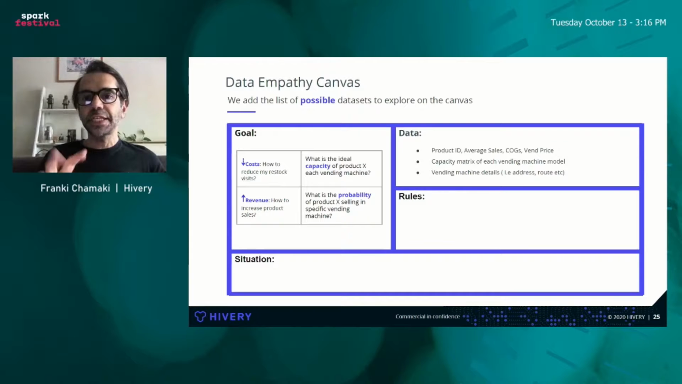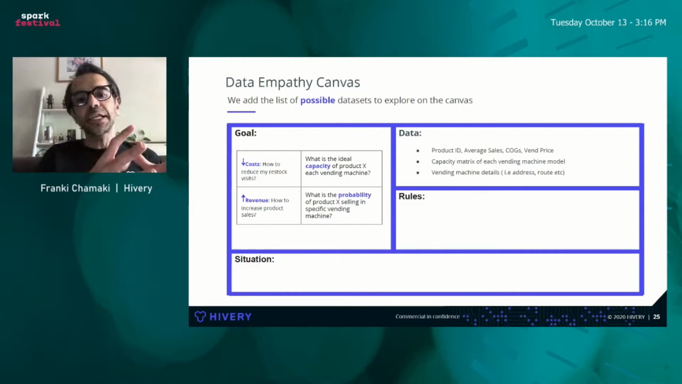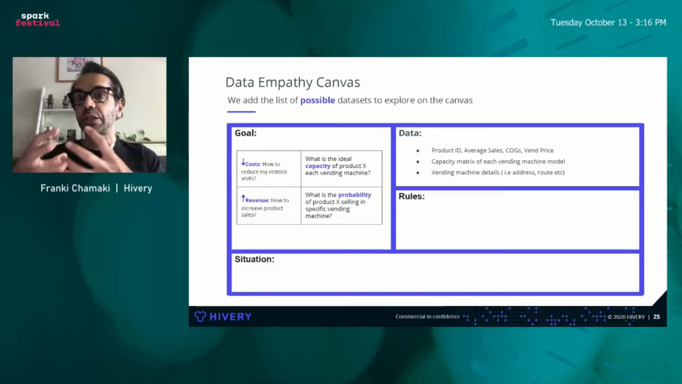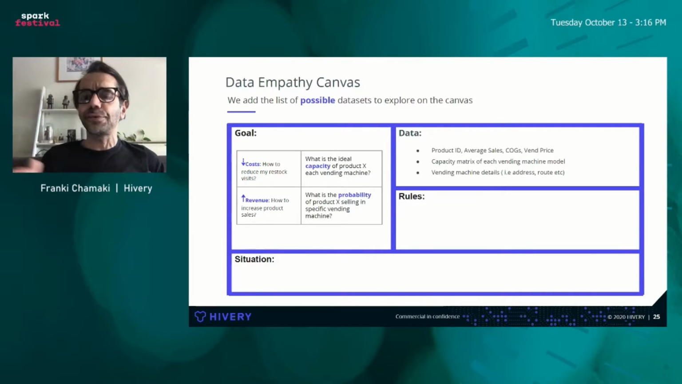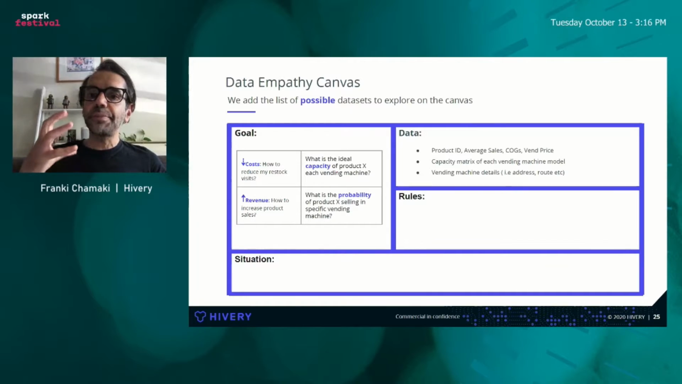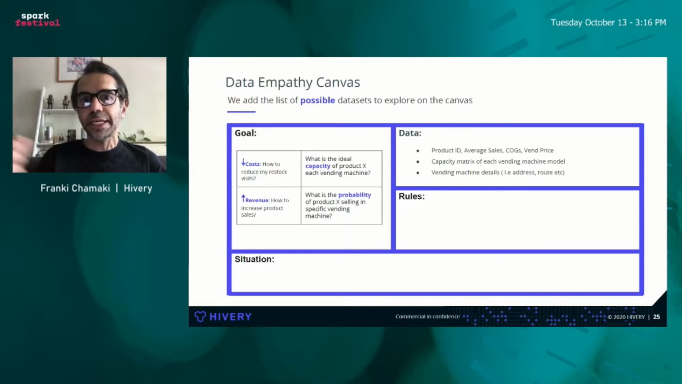So what we're going to do is plug those data sets into our canvas. Now we have a clear understanding of the goals, and of the data sets that we need to extract and train our systems on, and see how it goes. The next thing is, how do we make it practical? Practical as in implementation of these rules. Is there anything that the AI model needs to consider before it makes these recommendations?